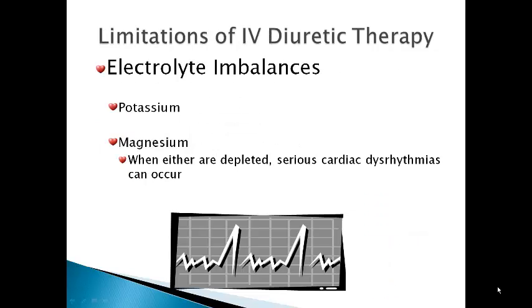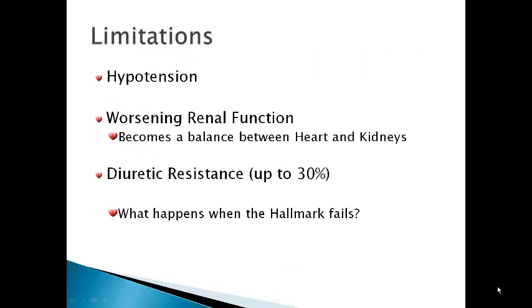There are limitations to IV diuretic therapy, including electrolyte imbalances, specifically with potassium and magnesium. When either of these are depleted, serious cardiac dysrhythmias can occur. Other limitations include possible hypotension, worsening renal function, and diuretic resistance, which occurs in as many as 30% of patients treated with IV diuretic therapy. So what happens when the hallmark treatment fails?